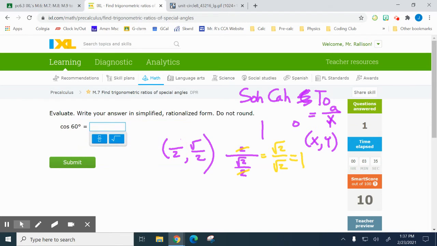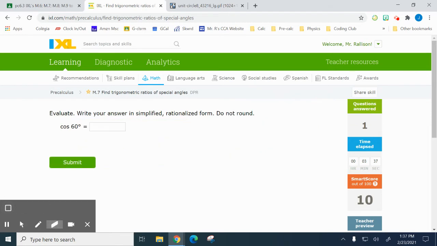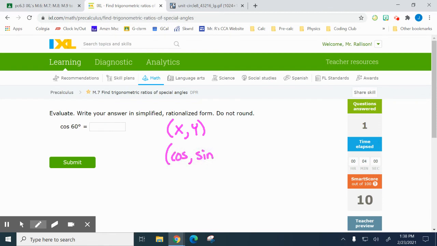I love seeing excellence. All right, erase all that and onward. Evaluate, write your answer in simplified, rationalized form, do not round. What's the cosine of 60 degrees? So remember, if we're on the unit circle, we're going to have a coordinate on the unit circle, which is going to be x, y, and that's just going to be the cosine, comma, the sine of the angle.